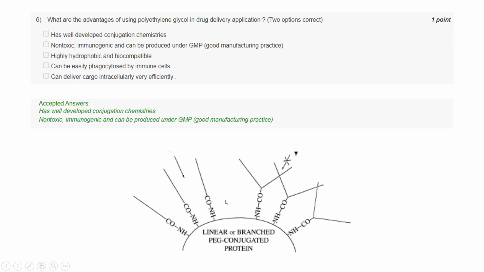So as a result, they will avoid phagocytosing. So this option becomes wrong, that it cannot be easily phagocytosed by immune cells. And the last option is it can deliver cargo intracellularly very efficiently.